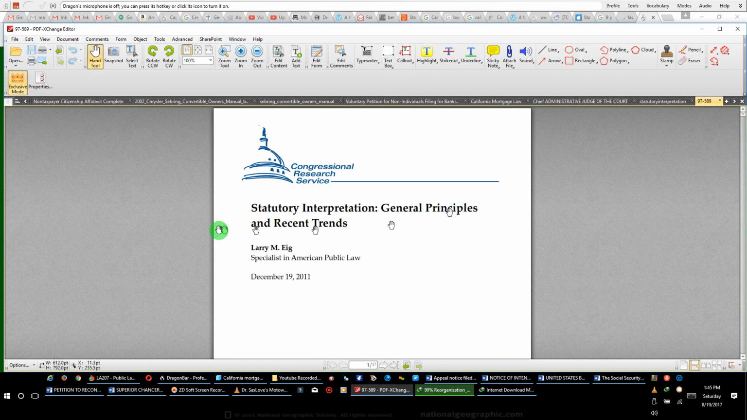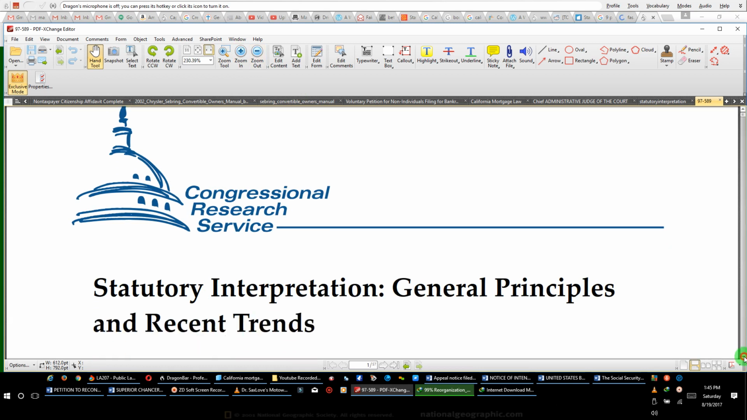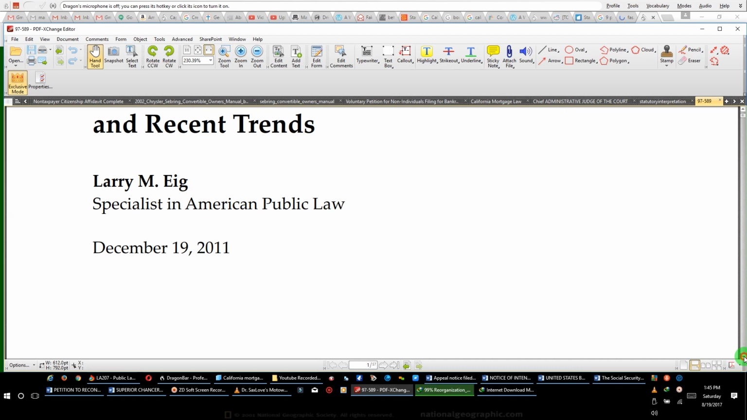Statutory Interpretation, General Principles, and Recent Trends. This is the one that I've had before, and this is from the Congressional Research Service. So this is going to be your benchmark. This is where you're going to start. Why? Because specialists in public law.